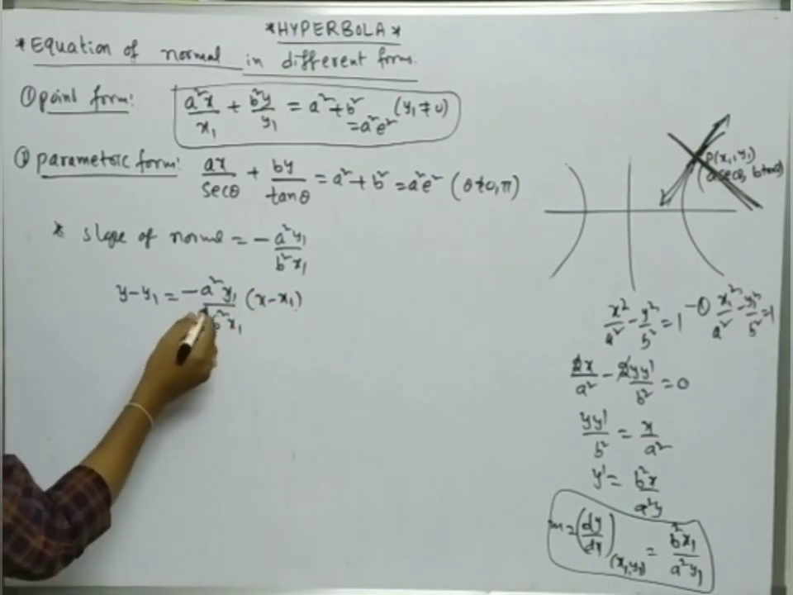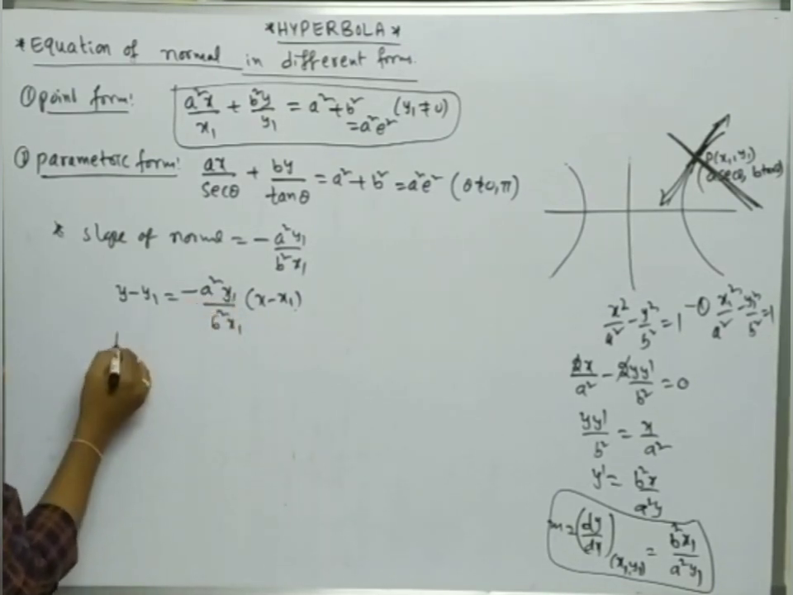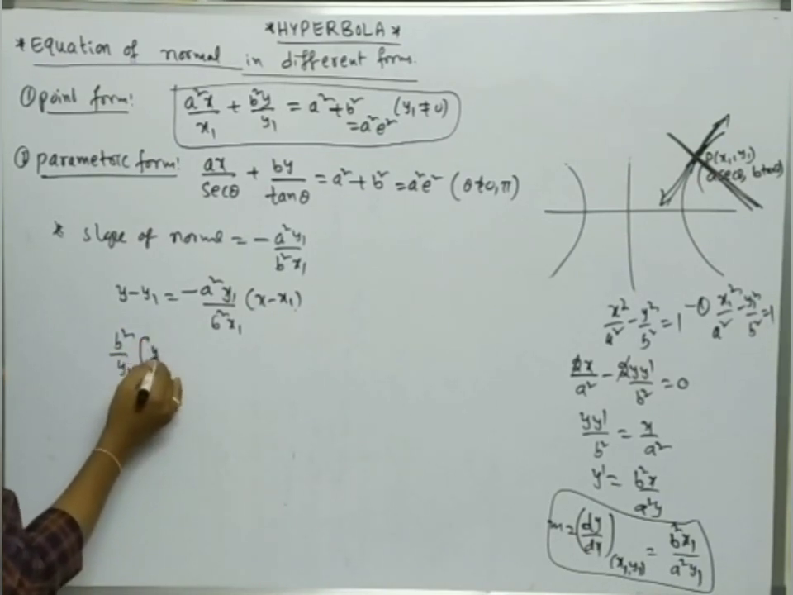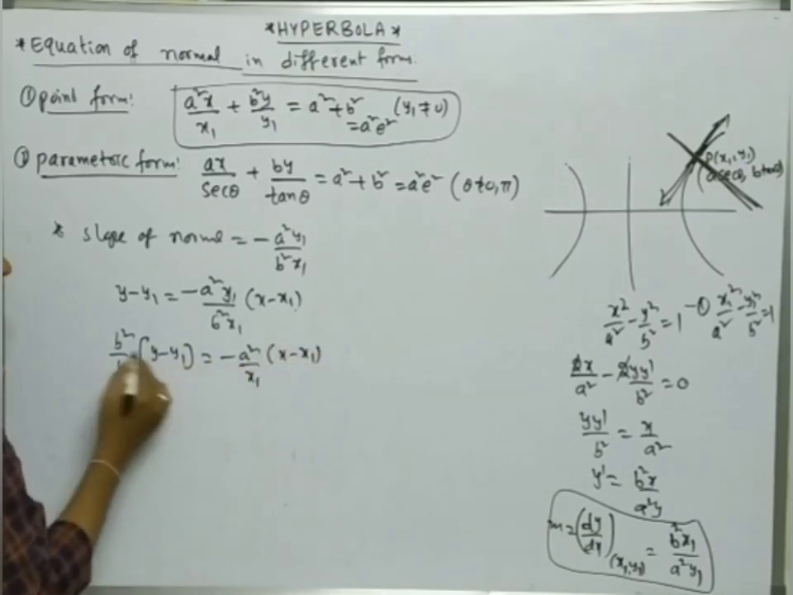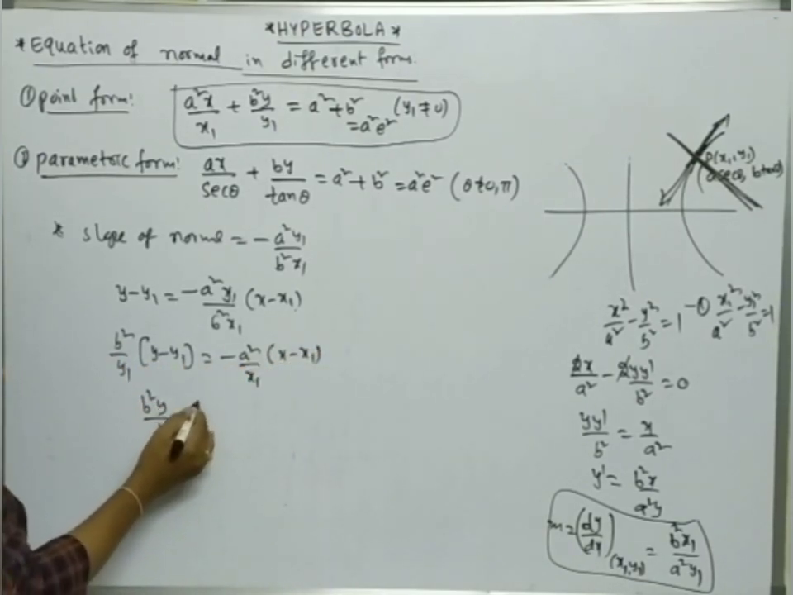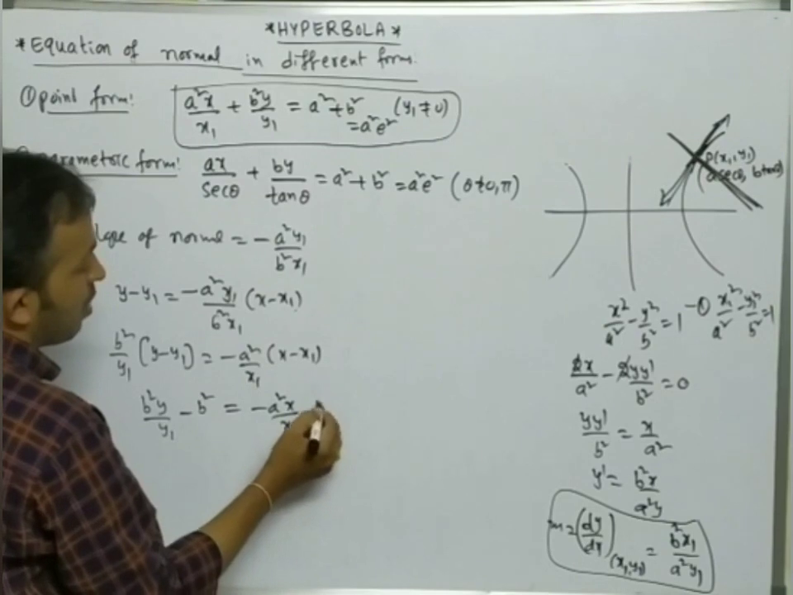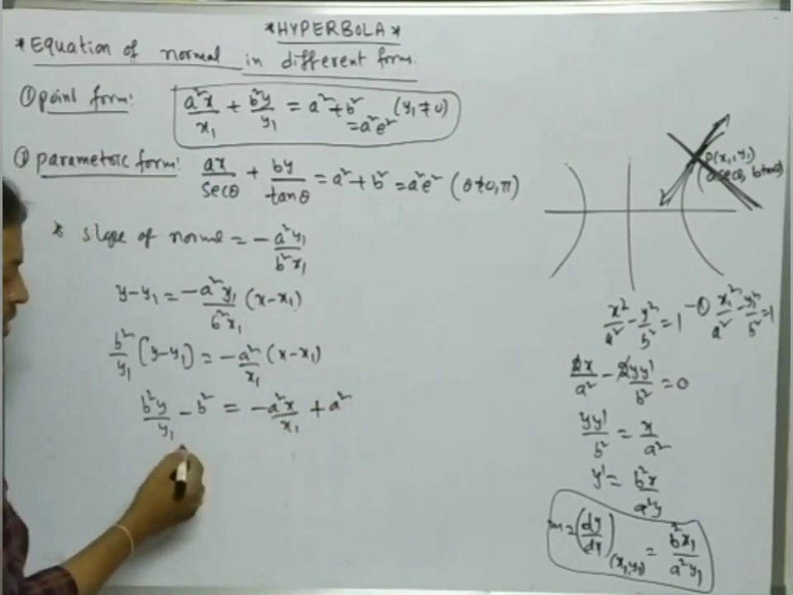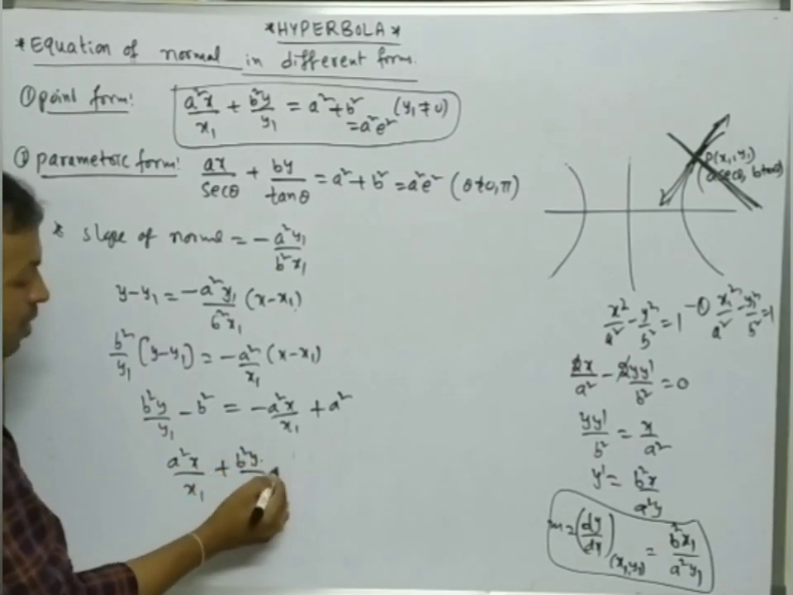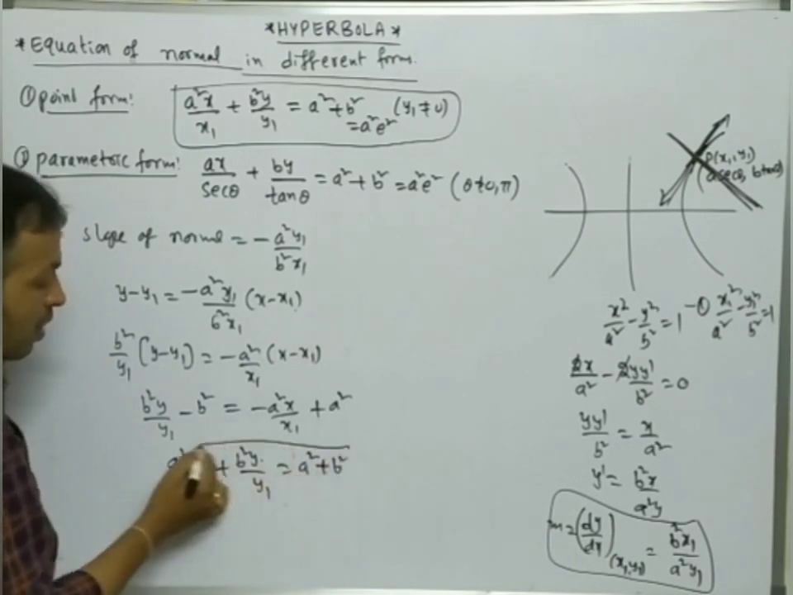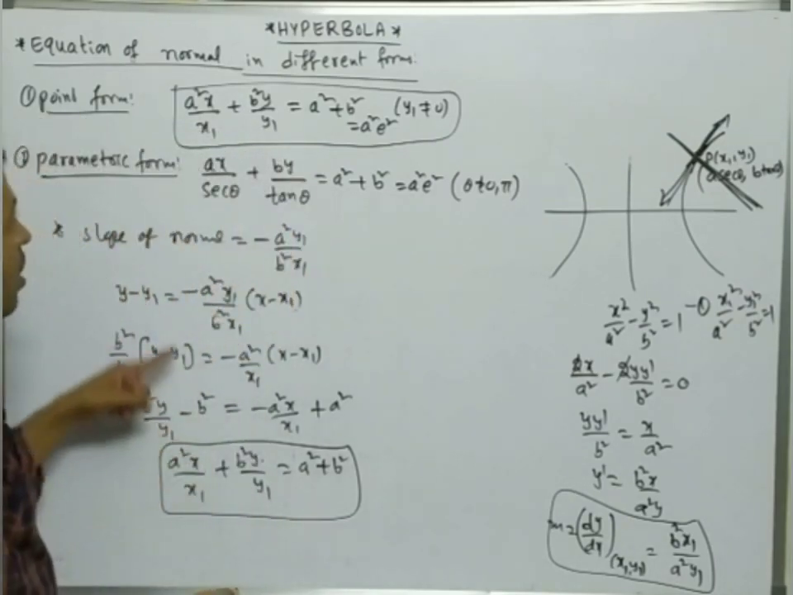Okay, so now bring a square, b square by y1 to the left hand side. You will get y minus y1 by b square is equal to minus x minus x1 by a square x1. So multiply inside, b square y by y1 minus b square, y1 gets cancelled, minus a square x by x1, minus into minus plus, x1 cancels. So bring to the left side, rearrange the terms. a square x by x1 plus b square y by y1 is equal to a square plus b square. Here this is the equation of the normal, okay, in point form.